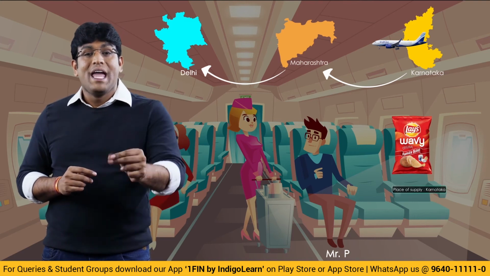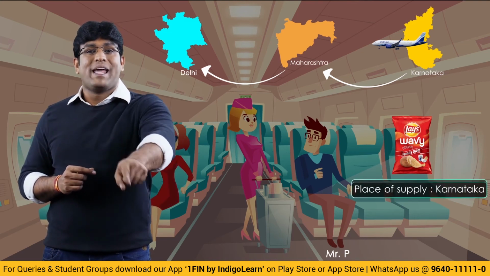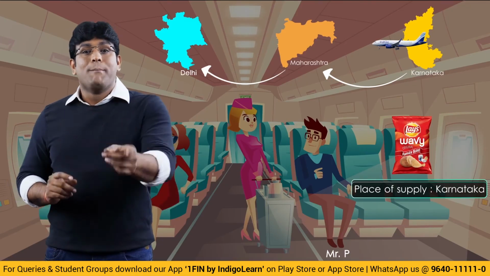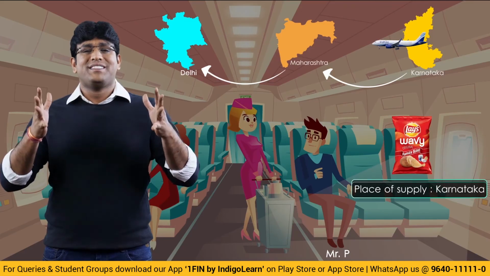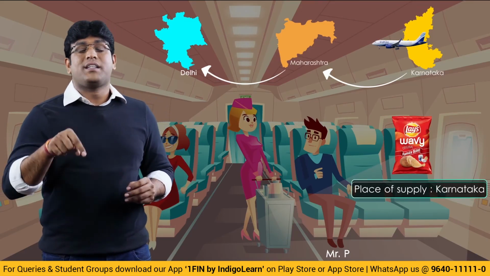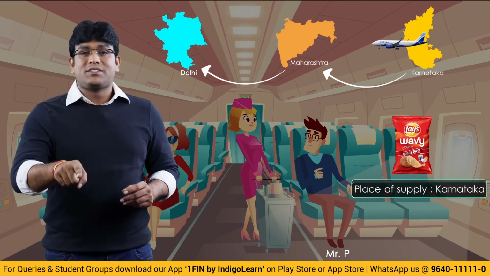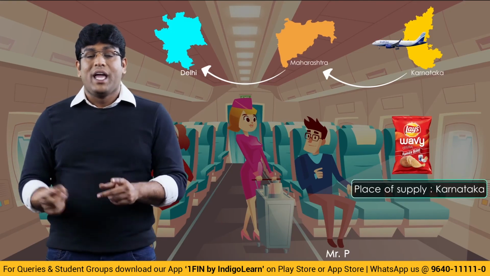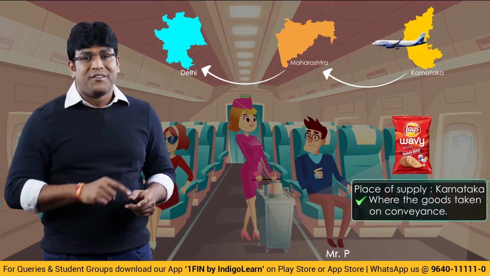Place of supply will be Karnataka, because the place where goods are taken on board is Karnataka but not Maharashtra. Very, very interesting point. It is not relevant where the person has entered the flight or the conveyance. What is relevant is only where the goods are taken on the conveyance.